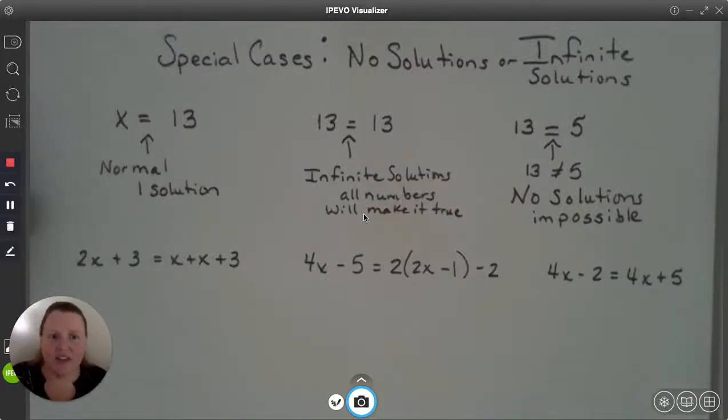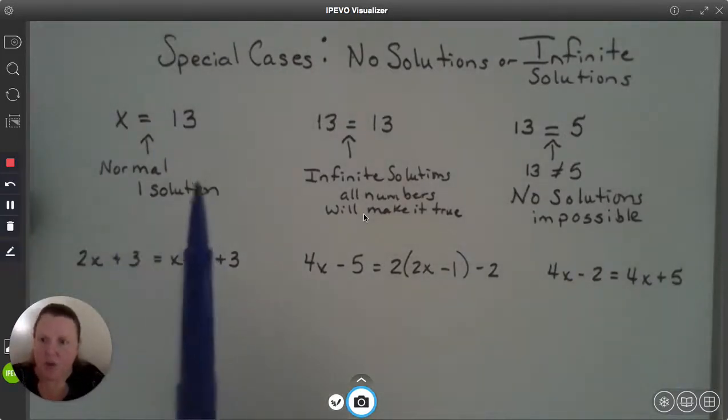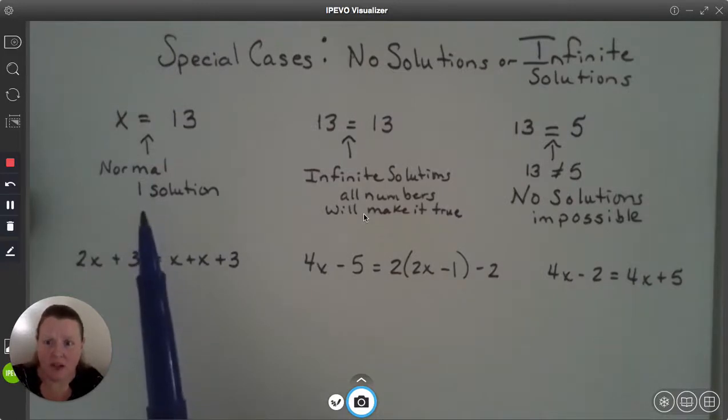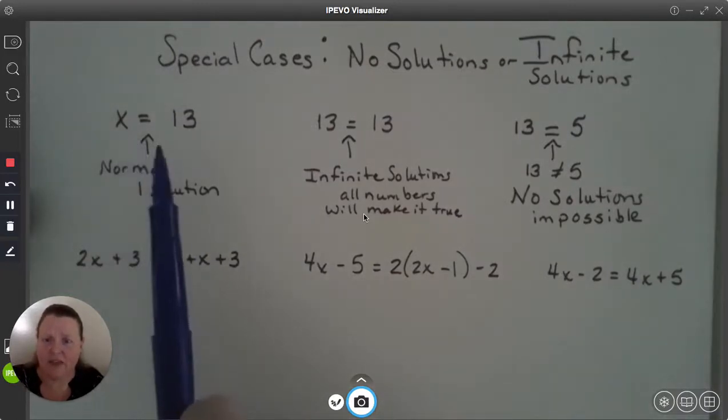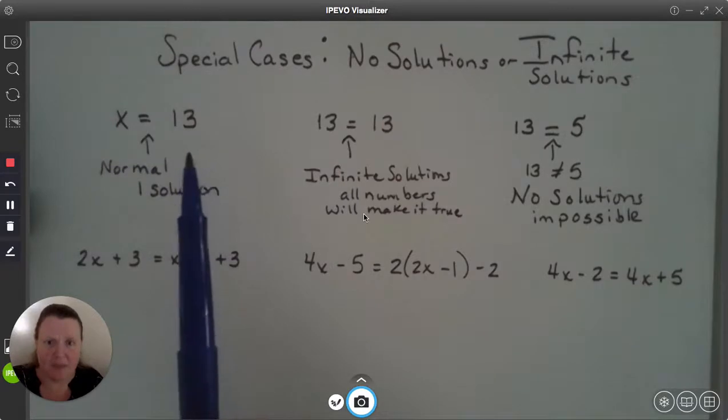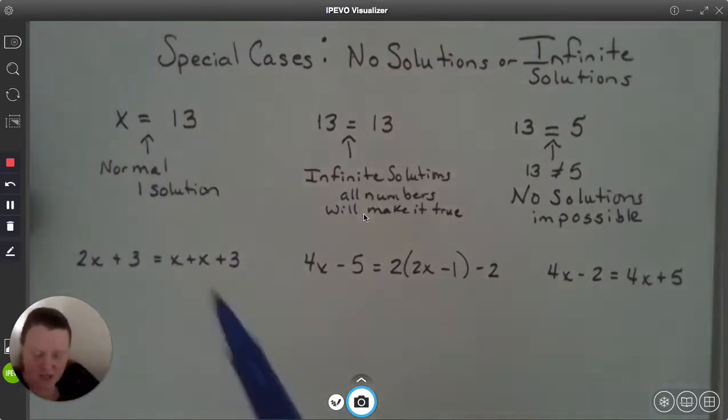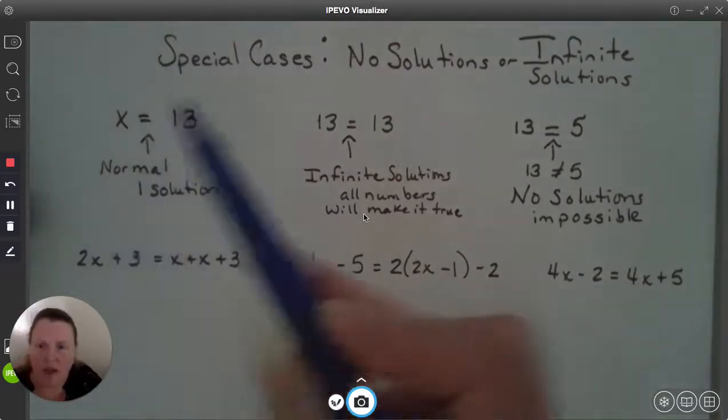We've been solving equations, and I wanted to make a little video on the special cases, so when there are no solutions or an infinite number of solutions. I kind of gave you a little bit of notes up here at the top. We've been solving problems all along that have worked out to x equals some particular number. I picked 13 because it's my favorite. That is a normal equation.